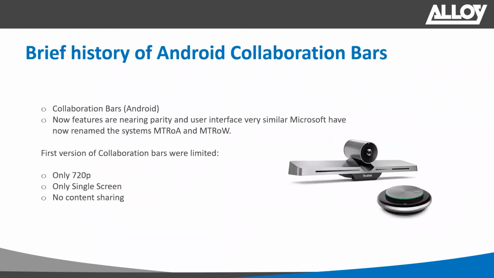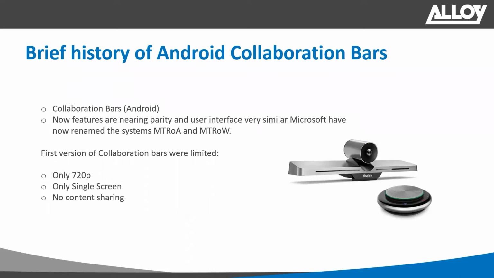Okay, so I'd just like to quickly go through a little bit of the brief history on the Android-based solutions. So originally, Microsoft called these devices collaboration bars. So the initial collaboration bars that were released into the market was the Yealink VC210. As Microsoft and the vendor partners worked together and introduced more and more features into the collaboration bar space, Microsoft decided to change the name from collaboration bars to MTR on Android. So now we have the MTR on Android solutions and we have the MTR on Windows solutions.